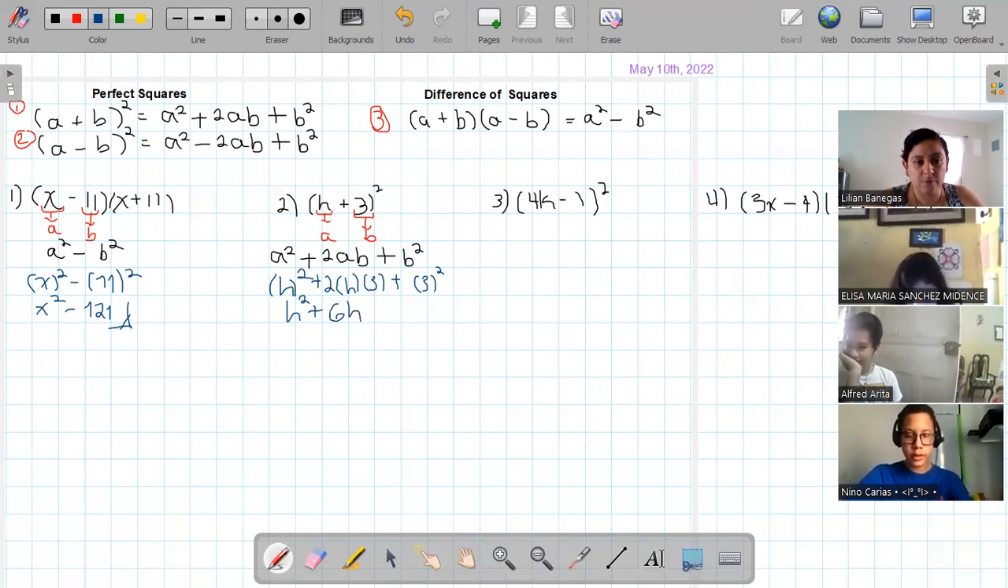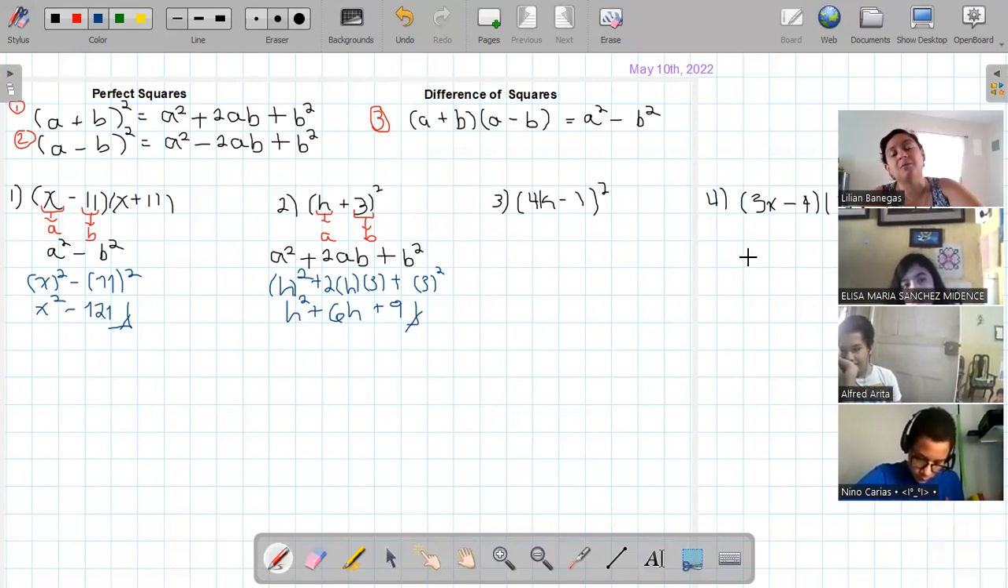6H. Why? Because we multiply the 2 times the 3 and then times the variable h. Since we don't know the value, we just copy it like that. Plus, how much is 3 to the square? 9. Very good. Remember, it is 3 multiplied 2 times, not 3 times 2. And that was my final answer. Instead of doing FOIL in this, we just use the formula. Easy peasy, breezy, lemon squeezy, right?